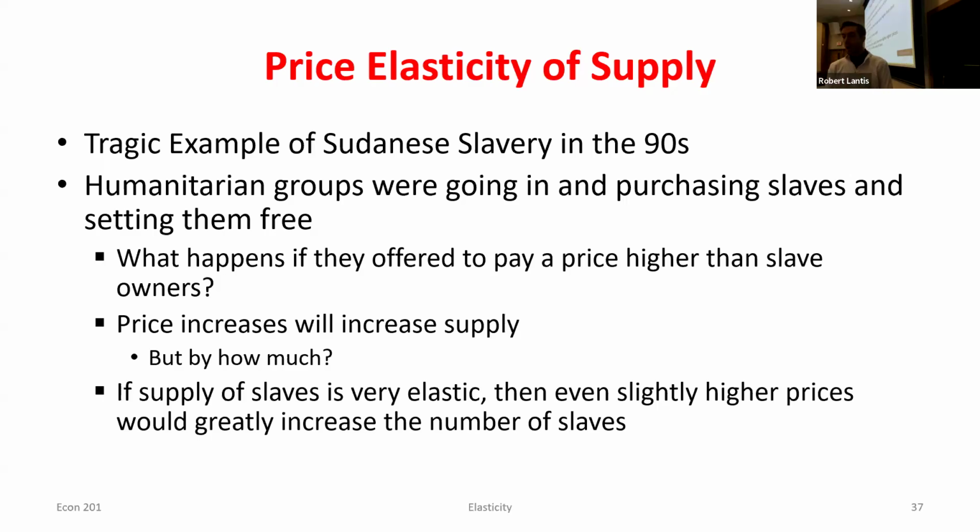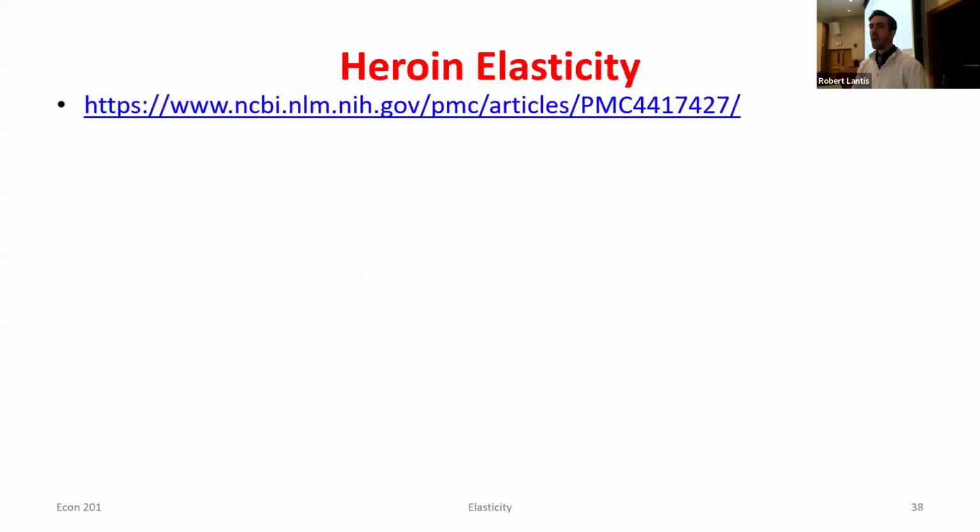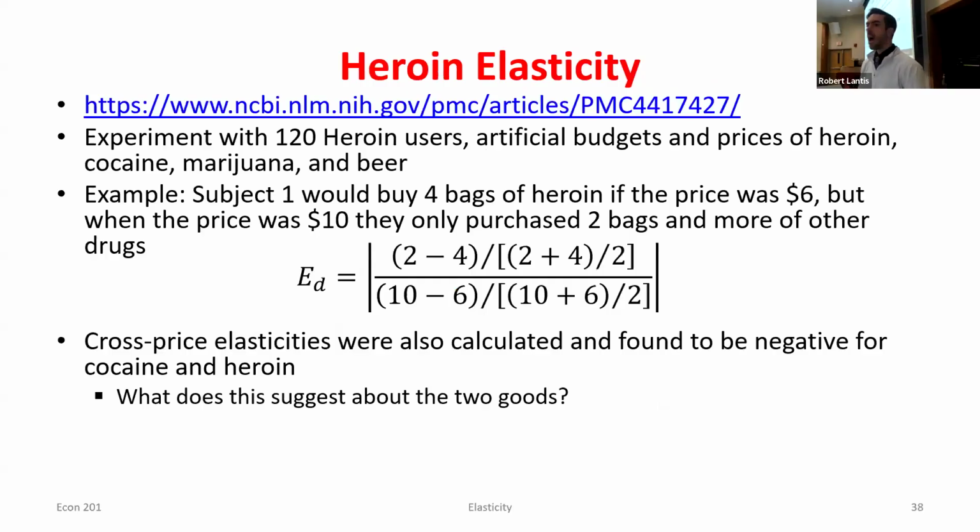Okay. The other example I have in here, I'll talk through it and link it to something I talked about at the beginning of class. So these economic experiments, they'll run these. And this paper is a published article, and they go through it. So they found 120 heroin users, and they ran these economic experiments with them. They gave them hypothetical budgets and hypothetical prices for both heroin and cocaine.